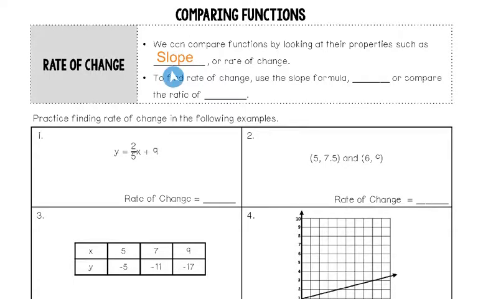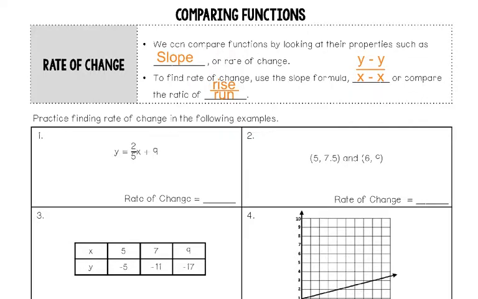Rate of change should be a familiar word to you. It means the same thing as slope. And we can compare functions by looking at their slope and comparing that rate of change. Sometimes in equations, we'll just be able to point to the slope, but other times we'll need to find that rate of change. And we're going to do that using the slope formula, y minus y over x minus x, or we can compare the rise over the run.